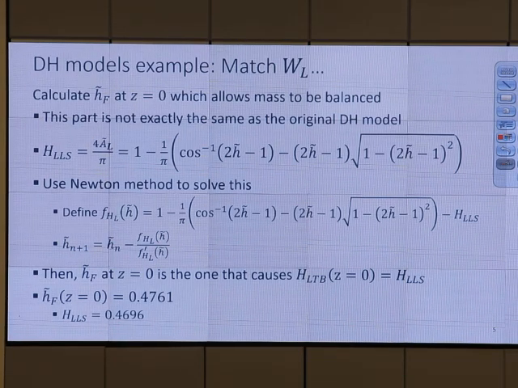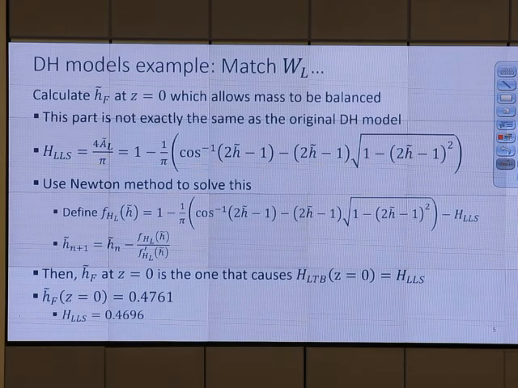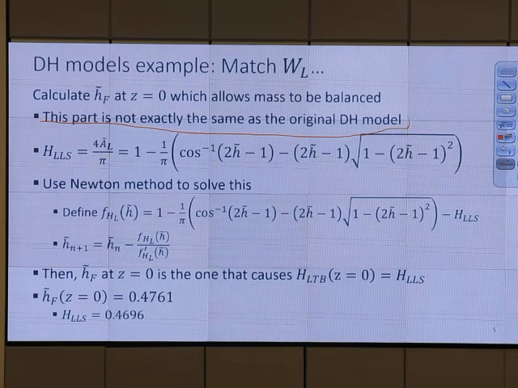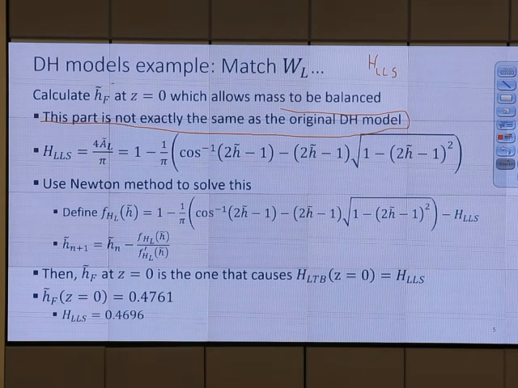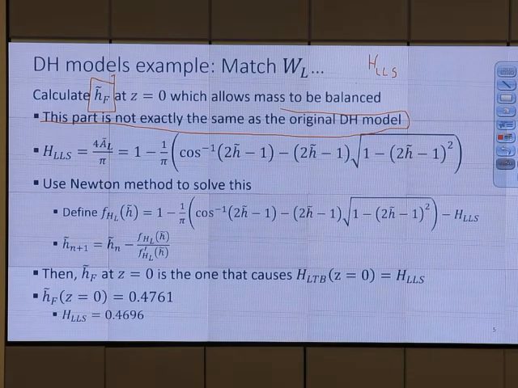Now I calculate HF tilde at z equal to 0, okay, which allow mass balance. So this part is not exactly the same as the original Doppler-Hubbard model. So basically what I do is I use LLS and find out what HF tilde that make that HLF that can make that HLS. Same as exam question 1 that you did.